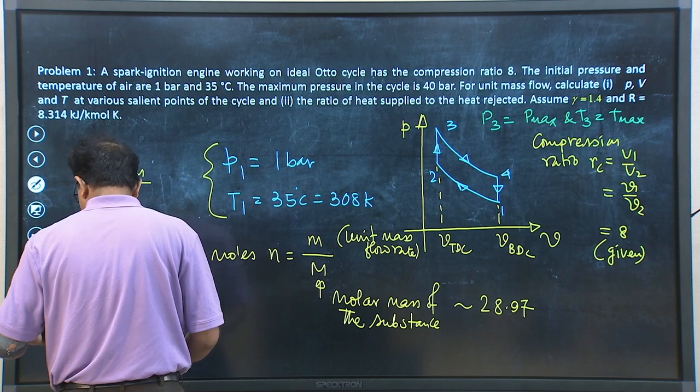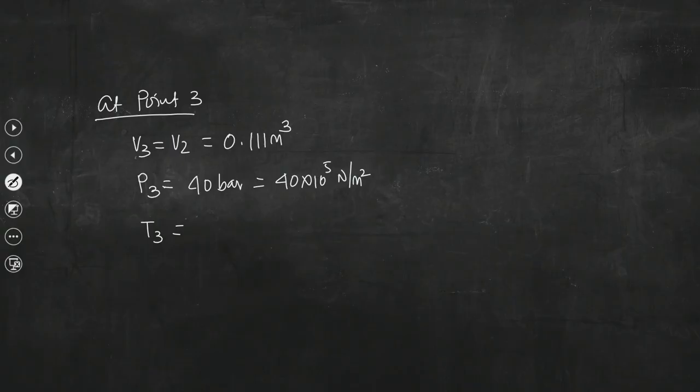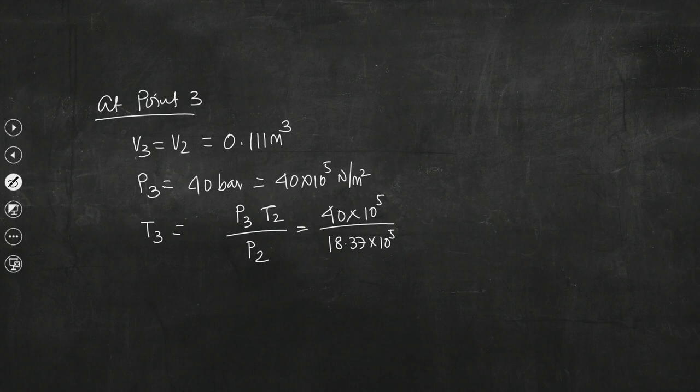So, from there we can calculate what would be the temperature at point 3. I can write P3 by T3 is equal to P2 by T2. So, T3 is equal to P3 into T2 by P2. P3 equal to 40 bar, that is 40 into 10 power 5, P2 equal to 18.37 into 10 power 5, that we have already calculated, into 707.245, and it is coming as 1540 Kelvin or 1267 degree Celsius. And finally, we need to consider point 4.